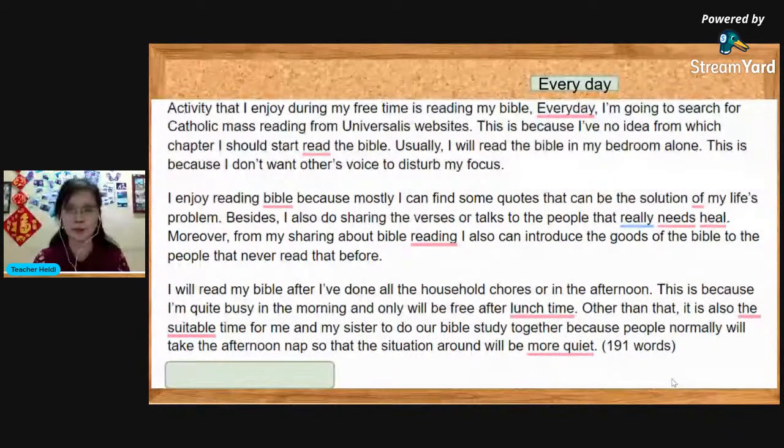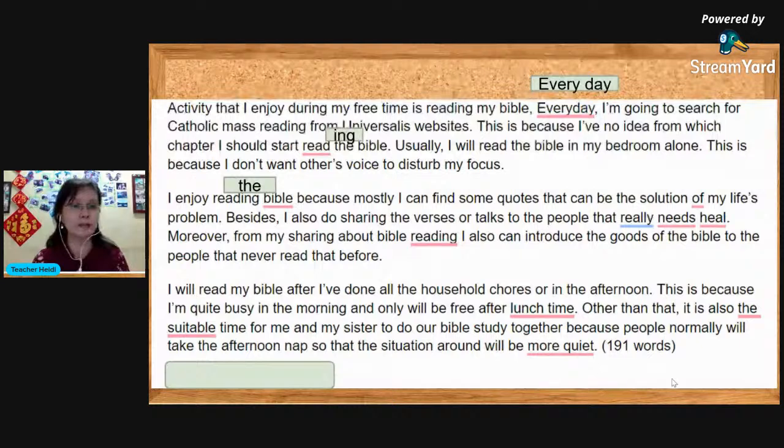"Okay, this is because I have no idea from which chapter I should start. I should start reading the Bible. Usually, I will read the Bible in my bedroom alone. This is because I don't want others' voice to disturb my focus." Alright, teacher will not focus on everything. I just highlight certain mistakes. Okay, you will see that there are more than that, but for now, I'm not trying to highlight every single mistake. I just want to highlight certain common mistakes that you can improve.